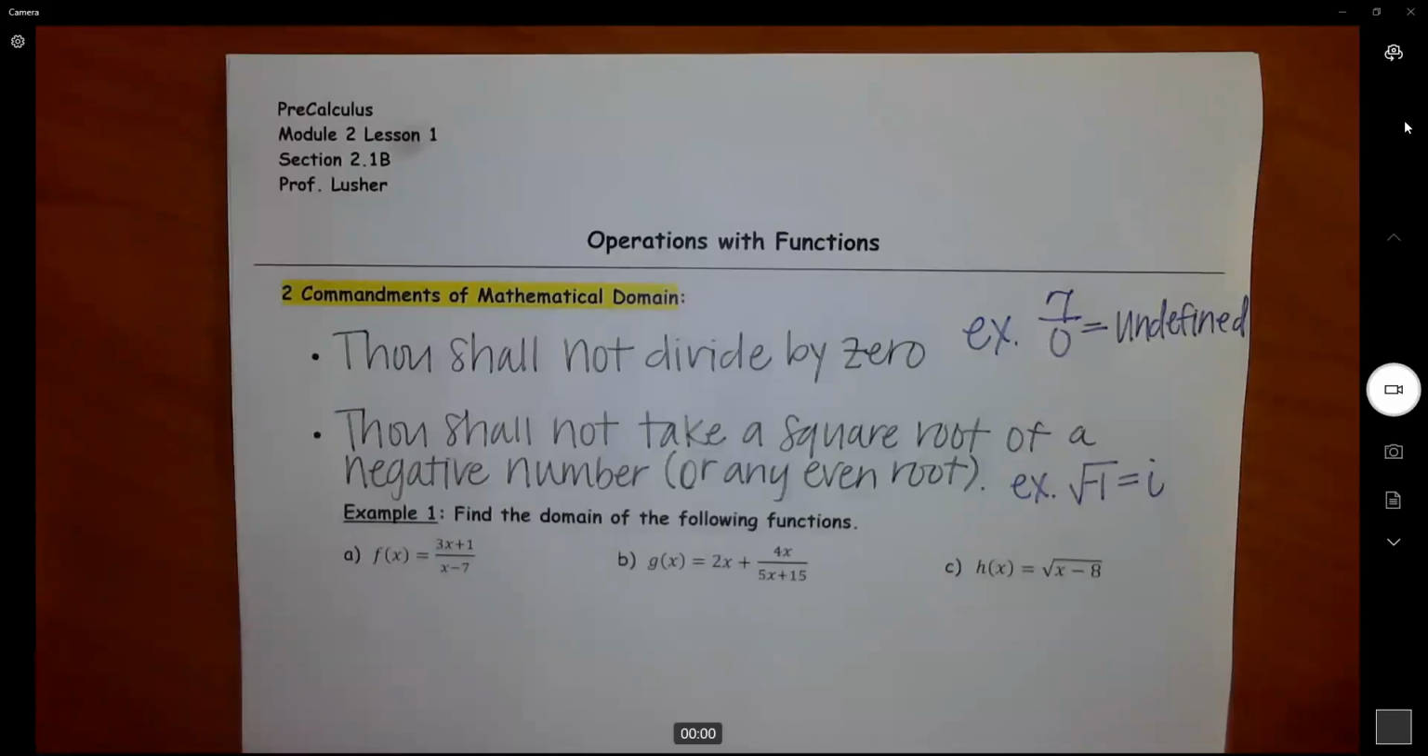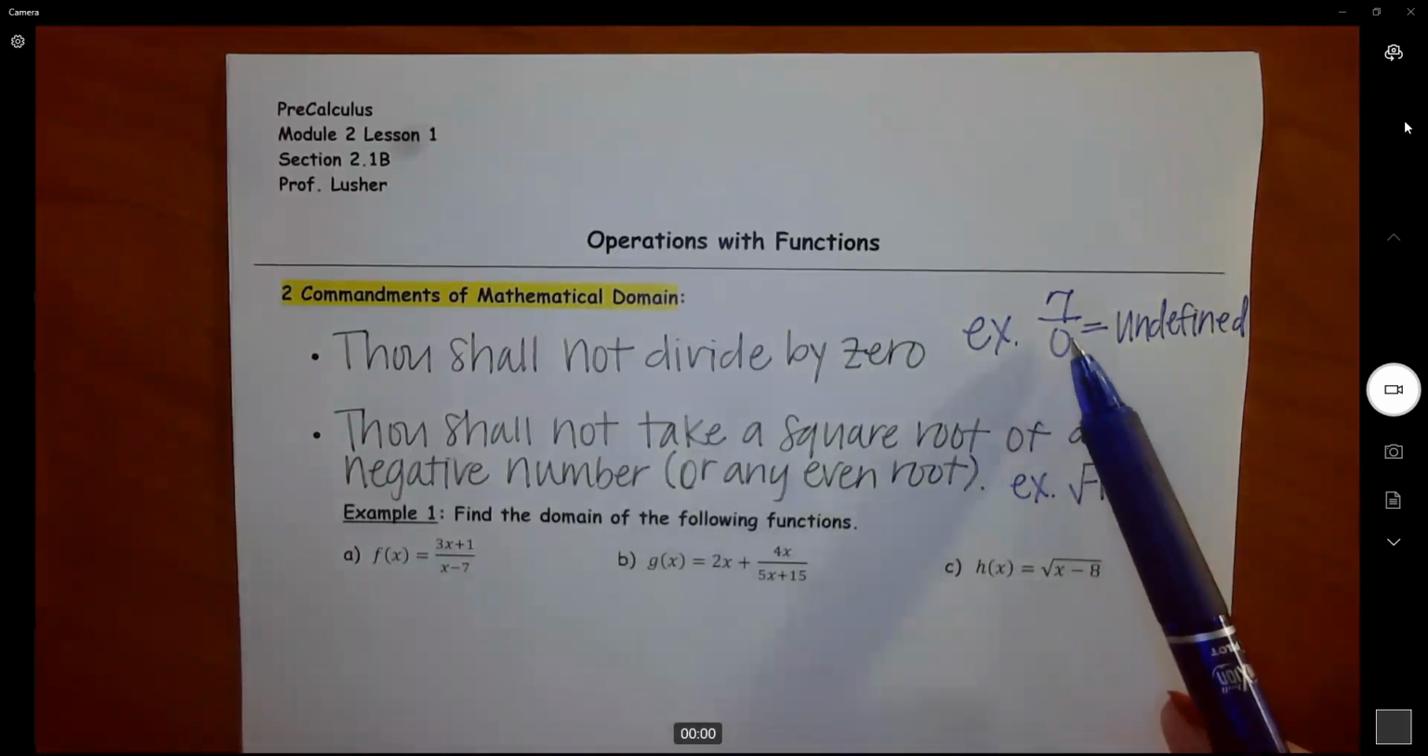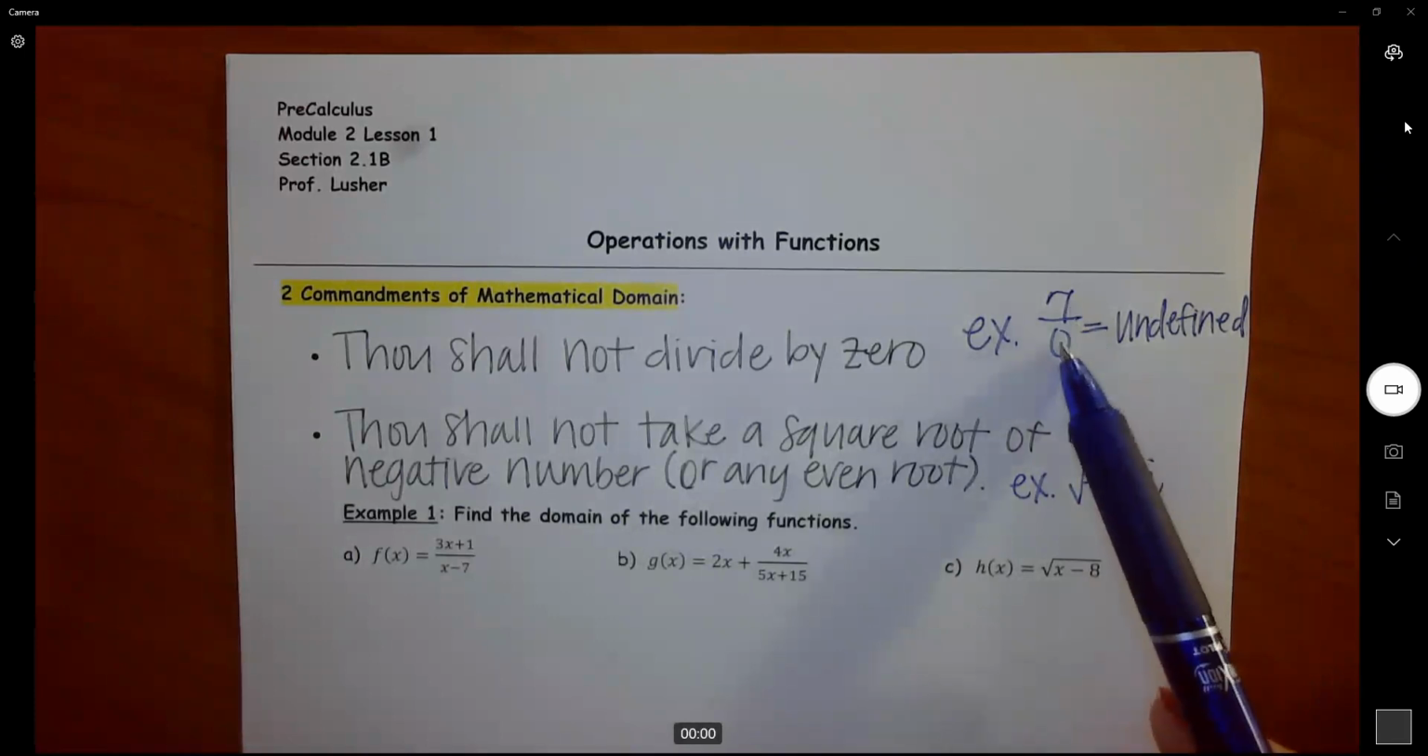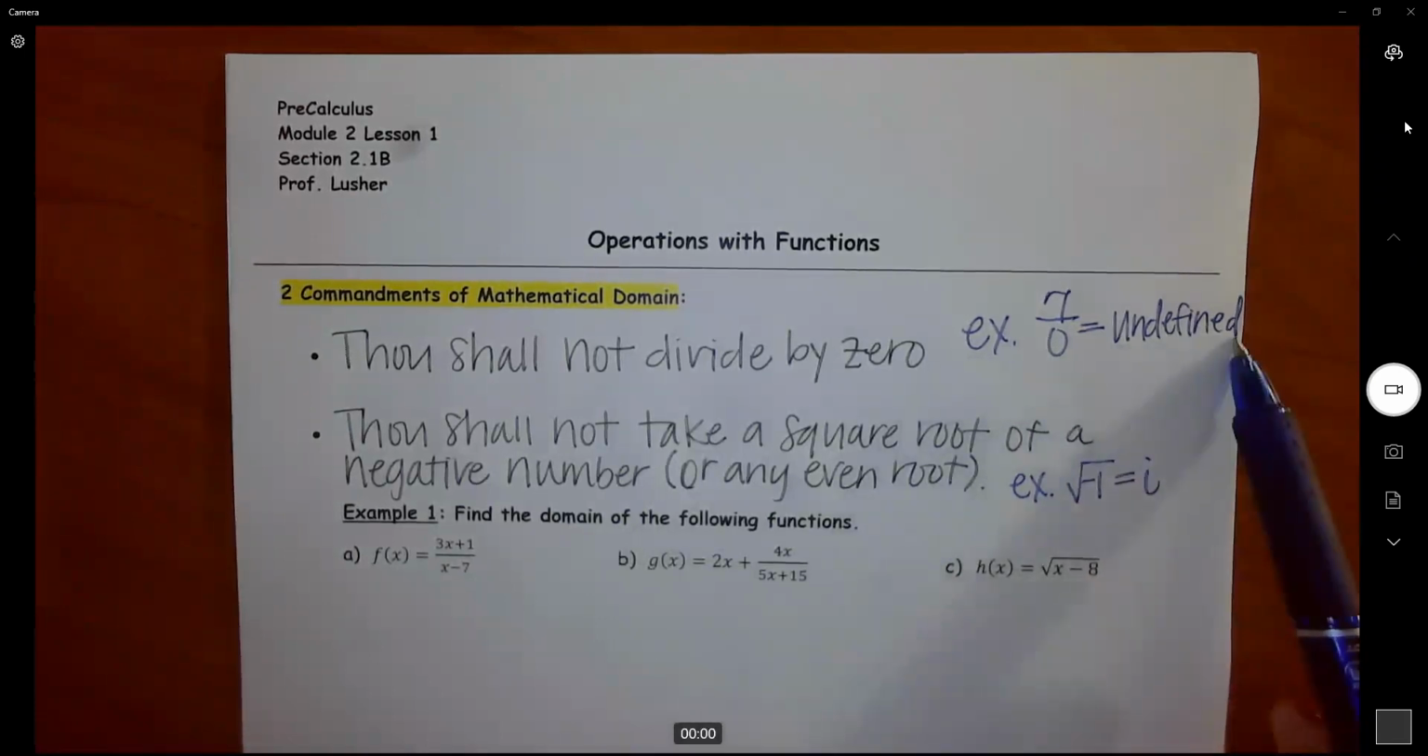In this video, we're going to learn how to find the domain of a function. And so we have two commandments of mathematical domain. I just made that up, but that's what we're going to call them. The first one is thou shalt not divide by 0. So I put over here, for example, 7 or any number divided by 0. This is considered undefined. Can't do that.